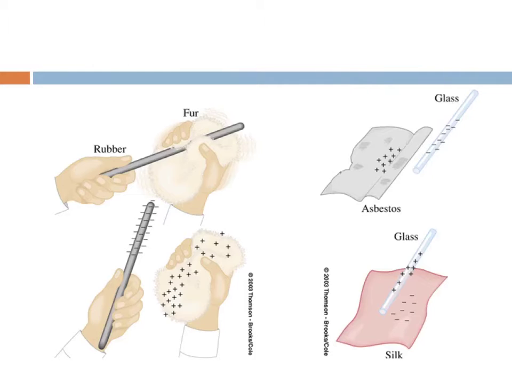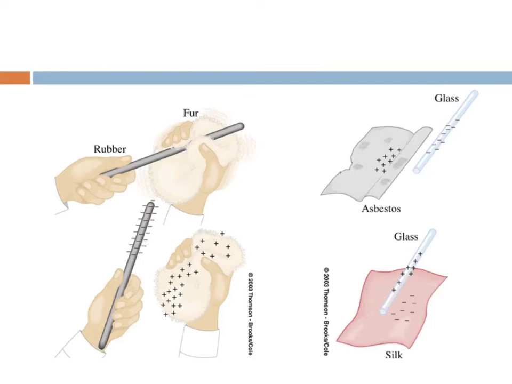Here you have rubber and fur that are being rubbed together. Again, before they are rubbed, the rubber and the fur are considered electrically neutral, the same number of protons as electrons. Afterwards, electrons are lost from the fur and the rubber gains those electrons. So now the rubber has a negative charge and the fur has a positive charge.